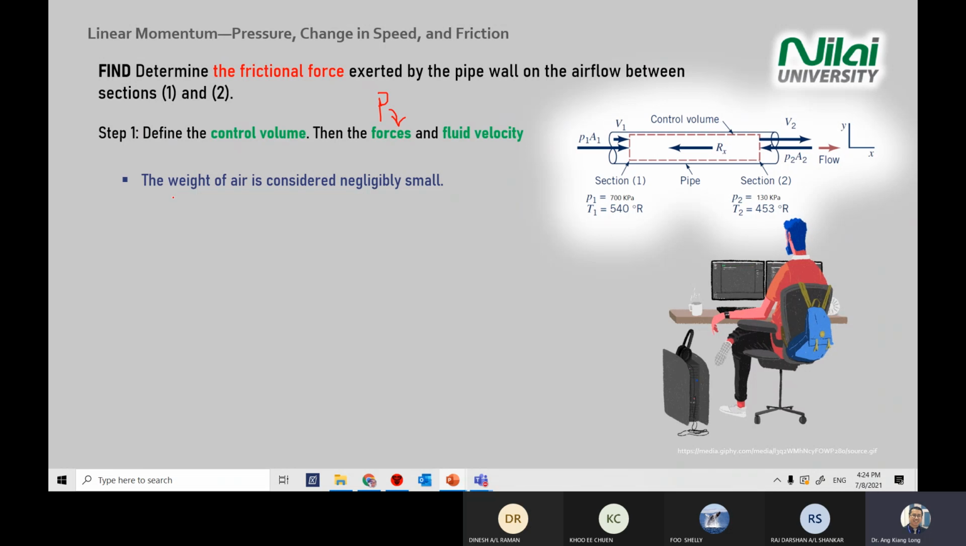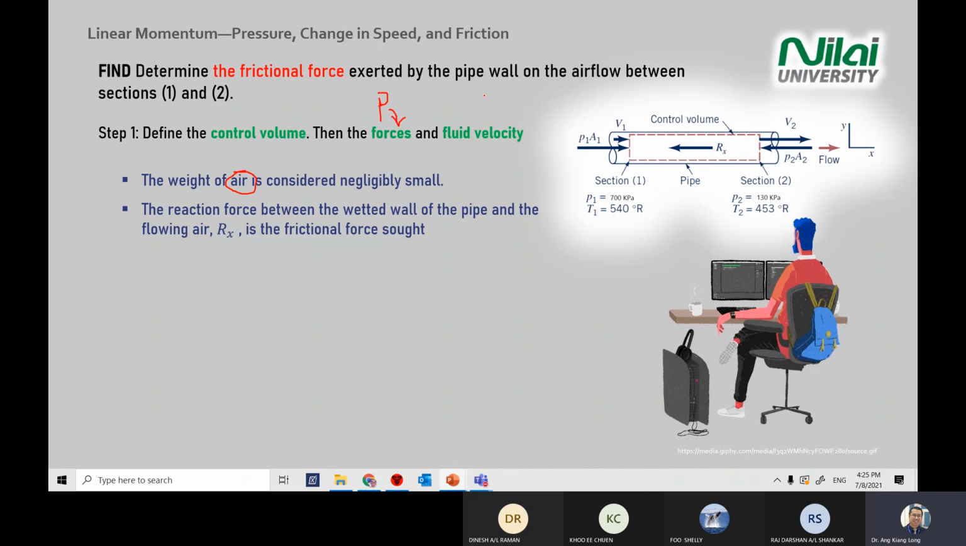In this case, although the question doesn't mention it, you can ignore the weight of the air. Normally, if you deal with air, you make this assumption because air is too light. Gravity does act on the molecules of air, but the effect of gravity is very, very small compared to water or something with a high mass, which has a gravity force like water. For air, we can ignore it in this case. As already explained, the Rx is your friction force.